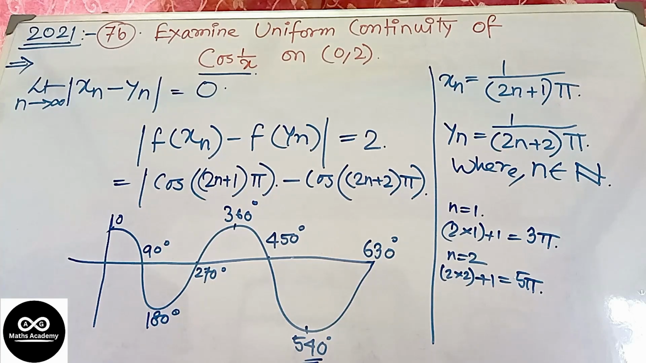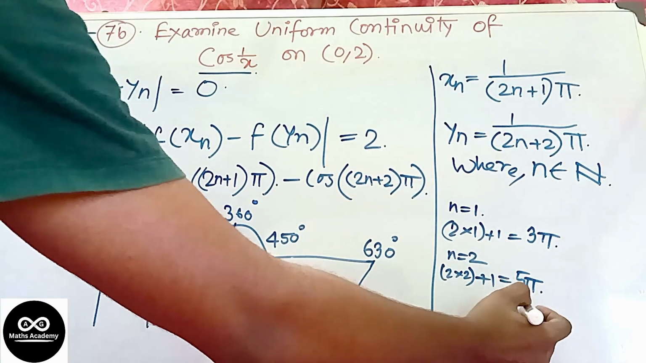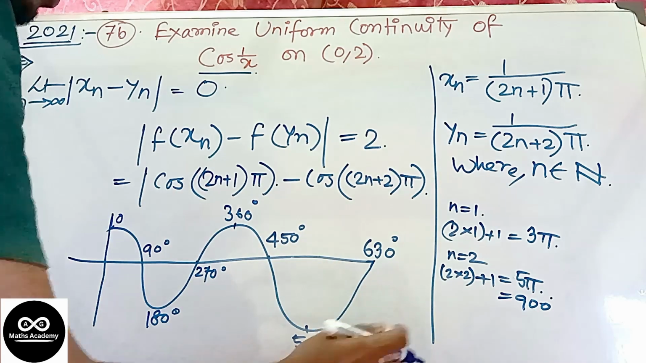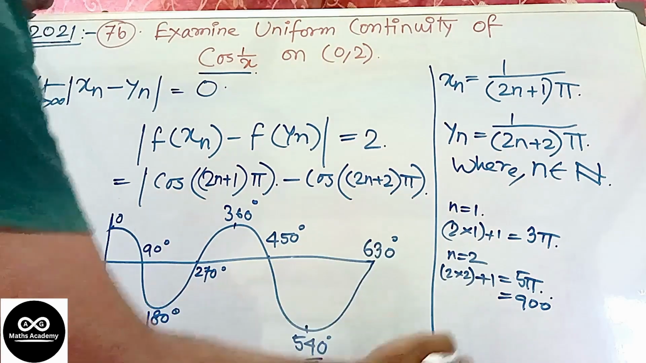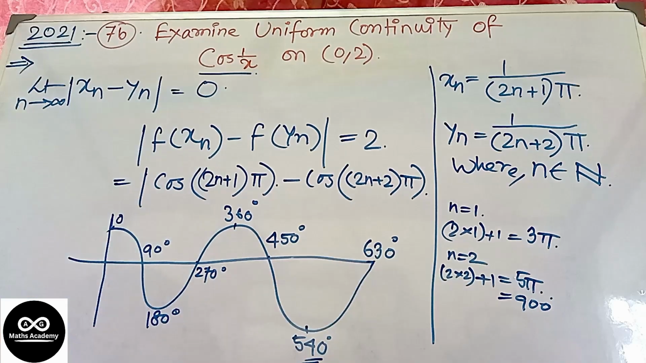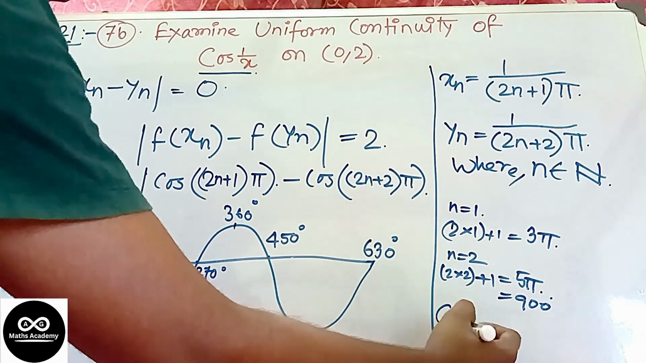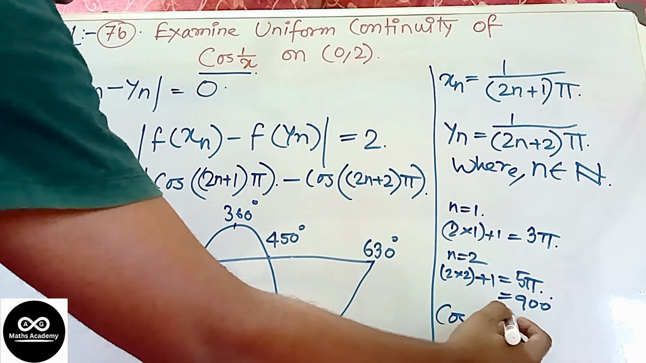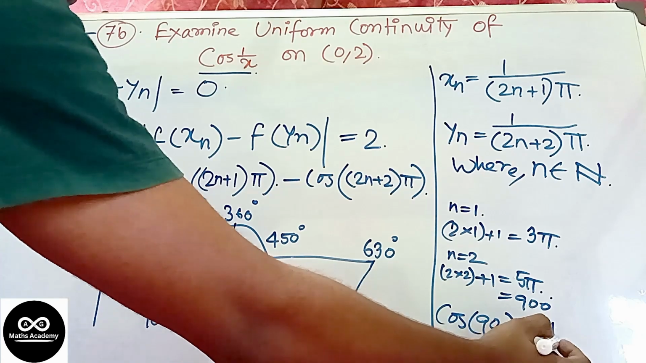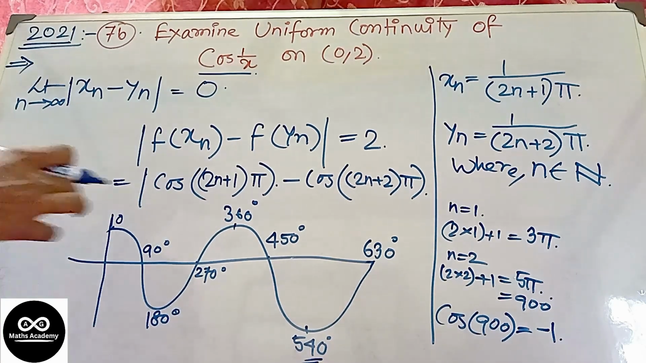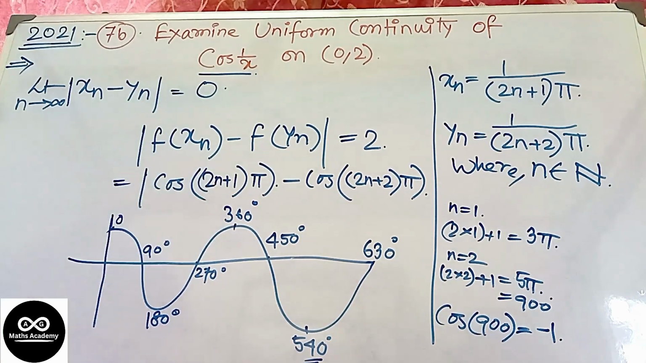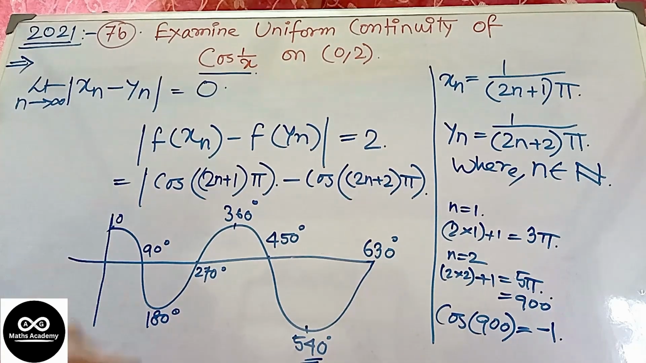So this will be actually 900 degrees, and it will also give us minus 1. Okay. So cos of 900 is minus 1. So this is going to actually give us minus 1.